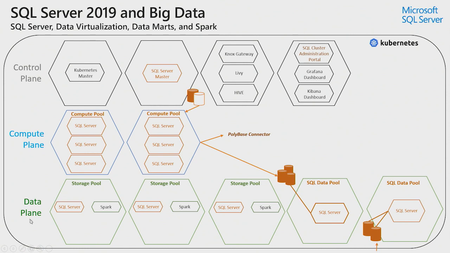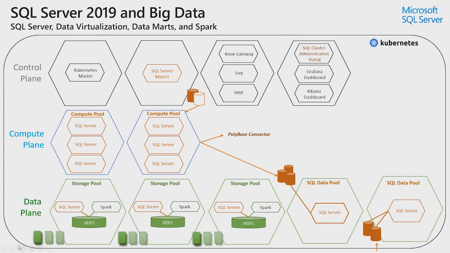And of course, to do that, we had to have storage. So we stood up HDFS. But you'll notice an interesting line there. There's a SQL Server down there. You see that in the storage pool? You guys can see the storage pool's got a SQL Server in it. And Spark. And they're both connecting to HDFS. So how's that working?